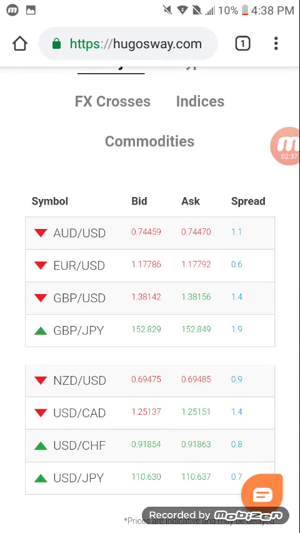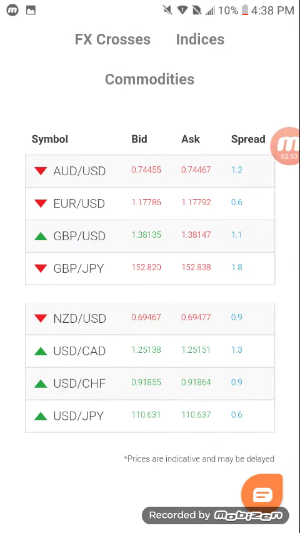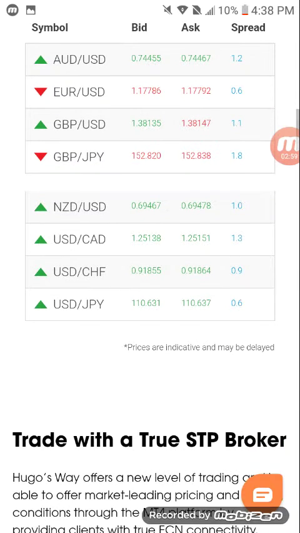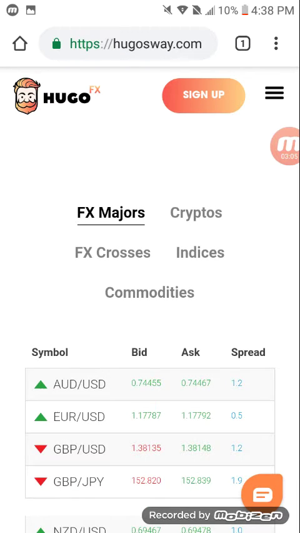You can see the bid price, the ask price, and the spreads. For Aussie, the spread is really low. Euro USD spreads are pretty low. GBPUSD spreads are pretty low, 1.2, 0.6 for Euro USD, 1.2, 1.10. This is live, I guess. These are live spreads. The spreads are pretty cheap as far as the majors are concerned.